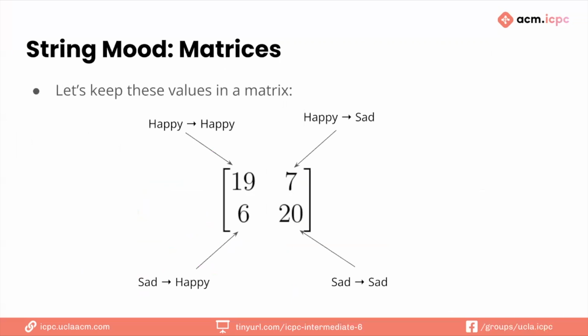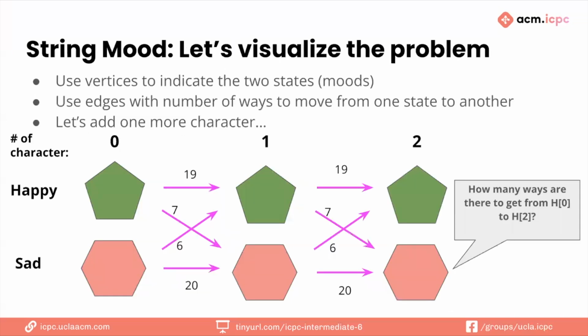To see that, let's add 1 more character to our diagram. So now we have 2 characters, and the second part of the diagram essentially looks the same as the first part. So all those transitions have the same number of ways. Now the question is, how many ways are there to get from H0, this state, to H2, the second state? Does anyone have any suggestions?